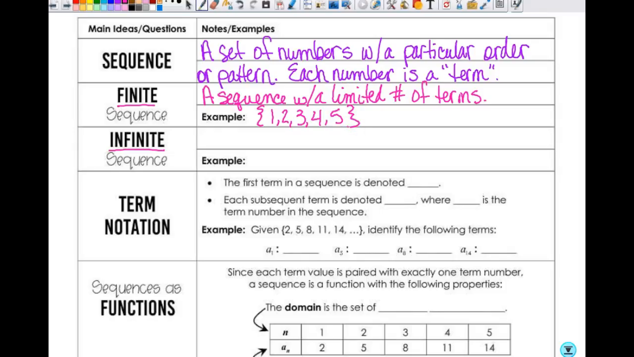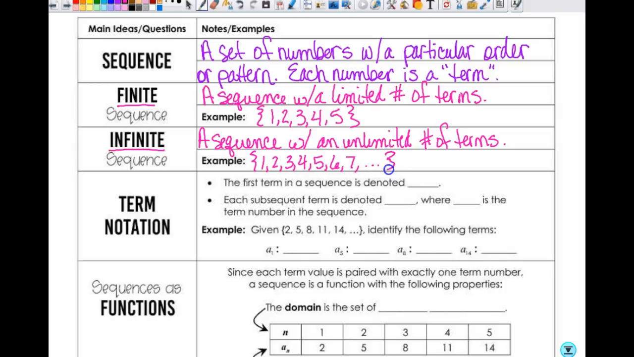An infinite sequence would be a sequence with an unlimited number of terms. Okay, an example would be 1, 2, 3, 4, 5, 6, 7, ... and go on for infinity. Okay, so there's your sequences. A lot of times these would be like the patterns, you know, which term comes next and how could you describe the pattern, that sort of thing.